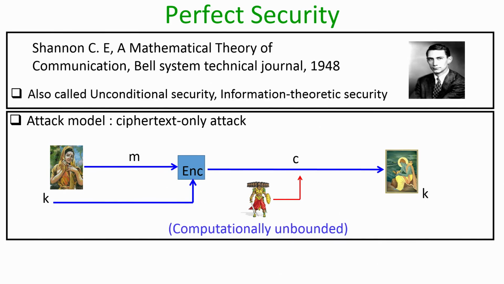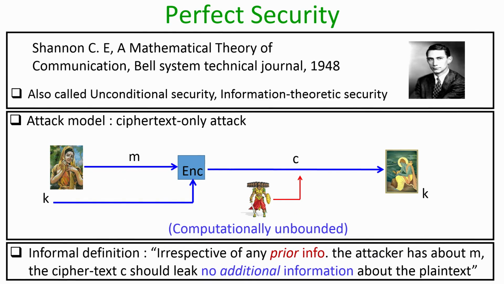The interesting part of this attack model is that we assume the adversary is computationally unbounded. That means we make no assumption whatsoever about his computing power. We assume that he can do any kind of computation, be it brute force or any other computation. That is the interesting aspect of this security model.